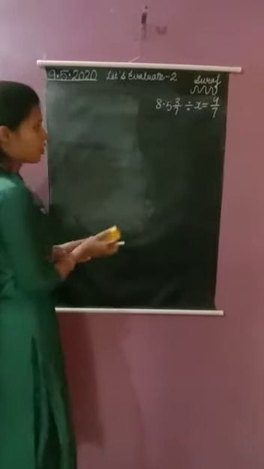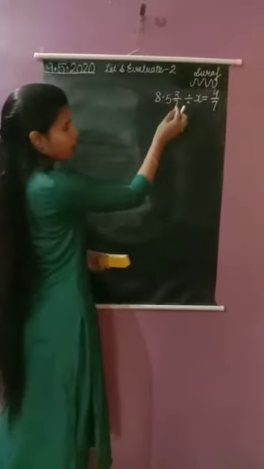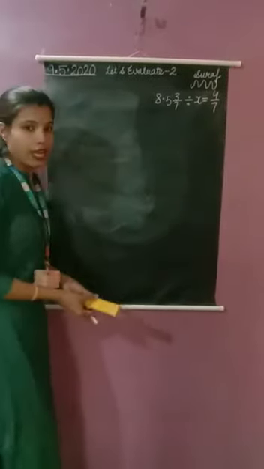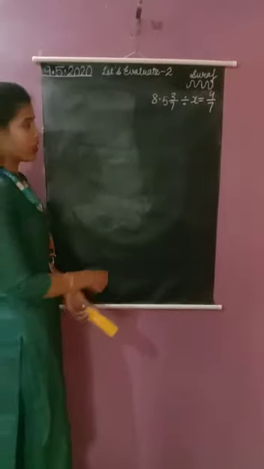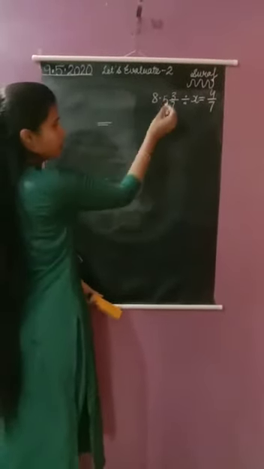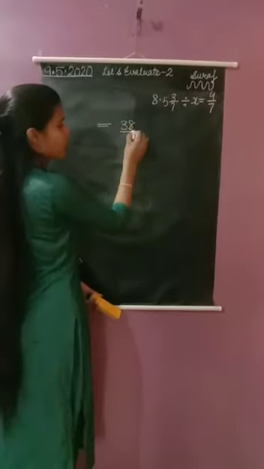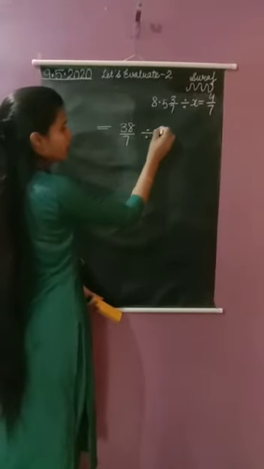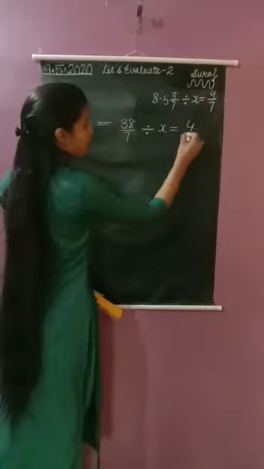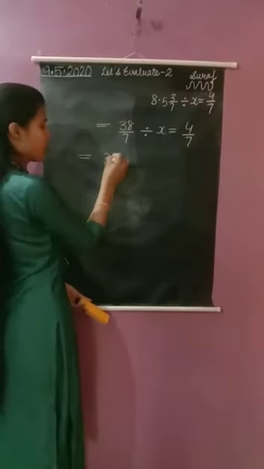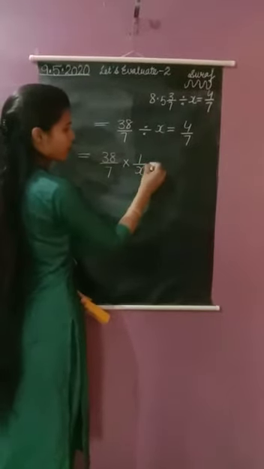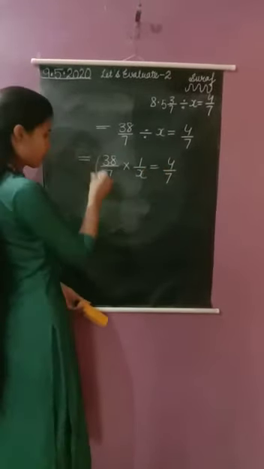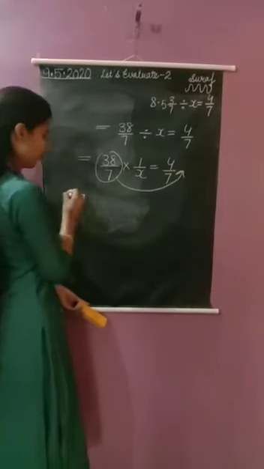Here the 8th question is that 5 and 3 upon 7 divided by which number, that we will get 4 upon 7. By which number should we divide this so that we get 4 upon 7? So we solve this. Firstly, this is your 38 upon 7 divided by x is equal to 4 upon 7. We use the same procedure here. Change into multiply. Now the transposition method.